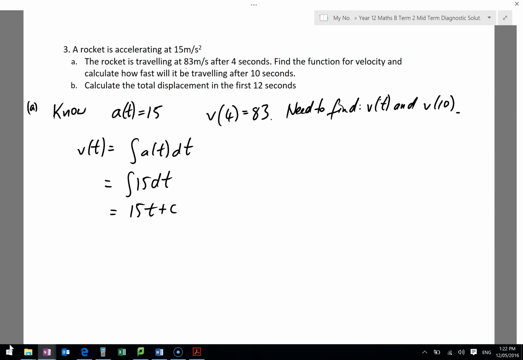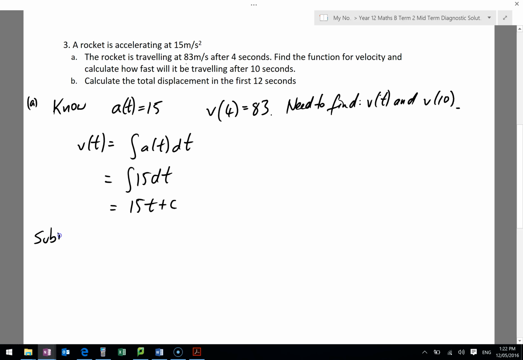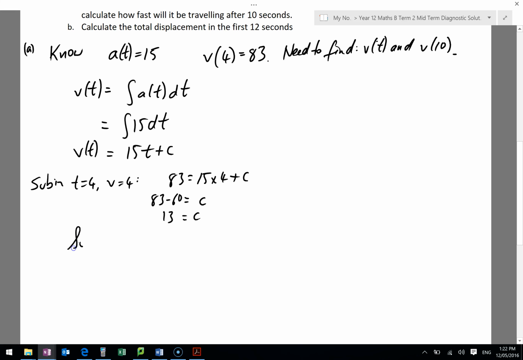The c value, I'm not sure what it is. I'm going to sub in t equals 4 and v equals 83, essentially this bit of information that I know. So I know that 83 equals 15 times 4 plus c. So c will equal 83 minus 60. c equals 13. So my velocity function, v(t), is 15t plus 13.